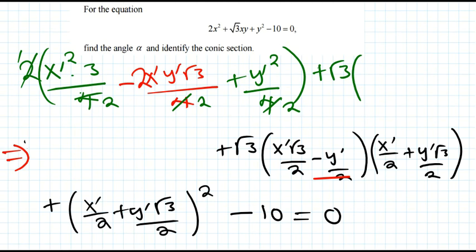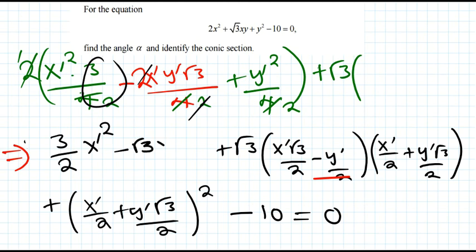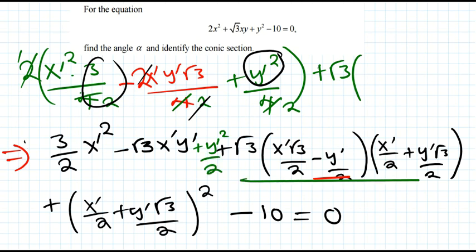So you end up with the coefficient remaining there is 3 over 2, and then x prime squared. The 2 can divide, so that you only remain with root of 3, and then x prime y prime. This part you've got y prime squared over 2, and then simplify this part.